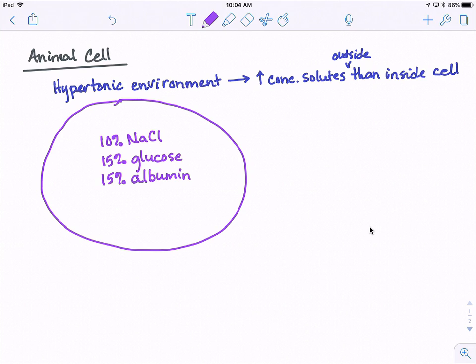All right, so I am accounting here for 40% of what's inside the cell. What is the other 60%? Water.